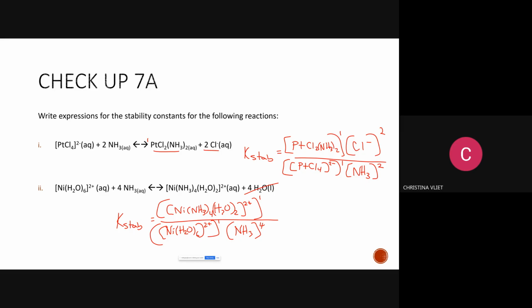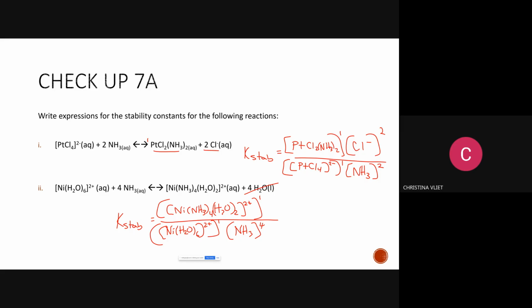Before moving on. Yes. Are complexes always aqueous? I would say generally yes, because if not, then it would be a precipitation instead. If it's a ligand exchange reaction, it will be soluble. If you're doing a precipitation like the ones with hydroxide, then you'd have a precipitate being formed. And the precipitate would not be included in the equilibrium expression.